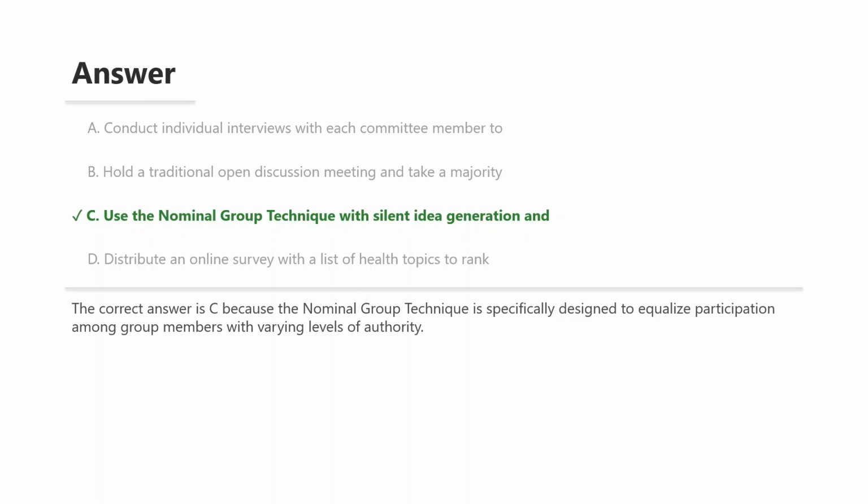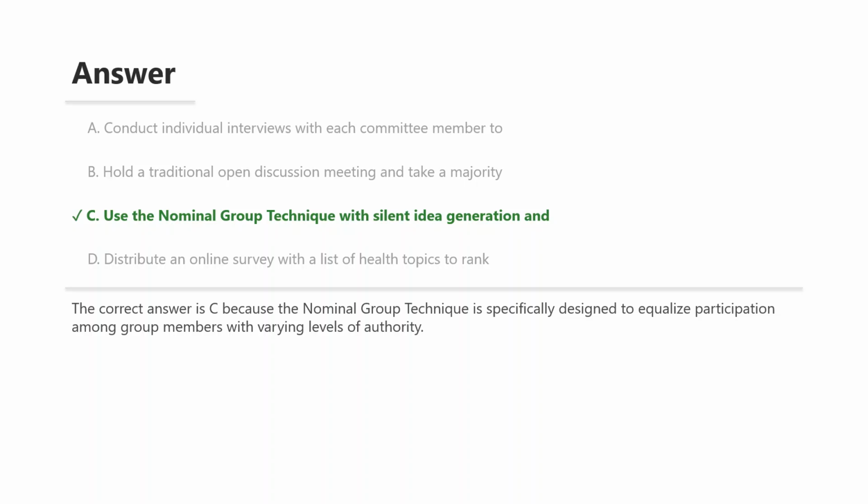The correct answer is C. The correct answer is C because the nominal group technique is specifically designed to equalize participation among group members with varying levels of authority. The silent idea generation phase prevents dominant voices from influencing others, and the anonymous ranking ensures each participant's vote carries equal weight.